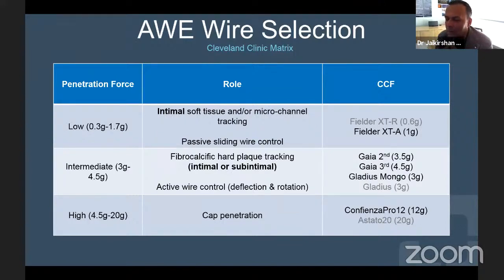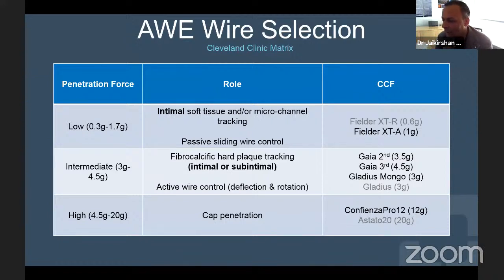The next category is the intermediate wires. These wires are designed to cross fibrocalcific hard plaque, and the idea here is to actively control the wire. You use this concept of deflection and rotation, and I'll show you some specific examples. The wire is pushed until it deflects in the plaque, and then you rotate the wire to try to tear a path through. The wires that we use specifically for this purpose are Gaia 2nd and Gaia 3rd. I included Gladius Mongo and Gladius in here. They're not the same thing, but they're 3-gram wires, so I kept them in this category, and I'll show you exactly when and why we use those wires.